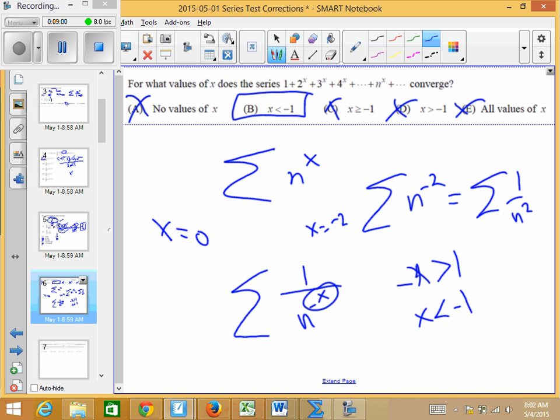There's a couple ways to do that. P-series is a big one. Ratio test is a big one. It'll help you on the test.